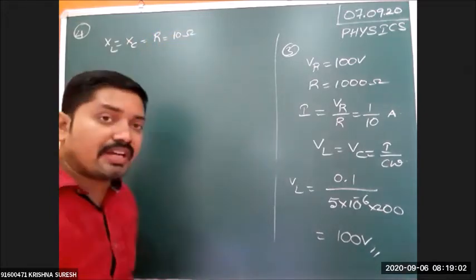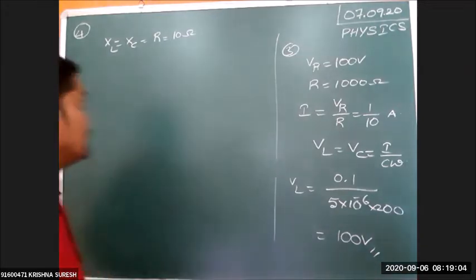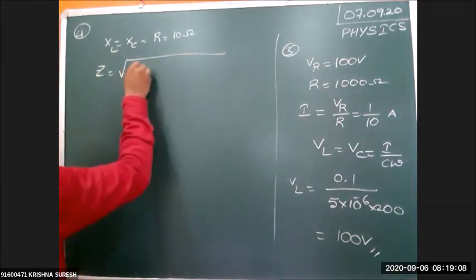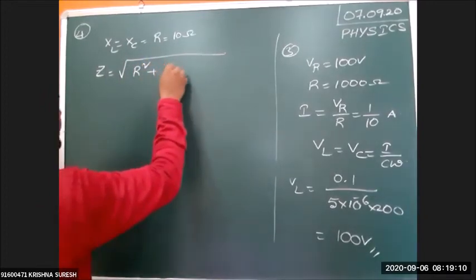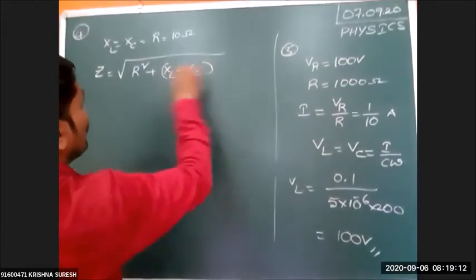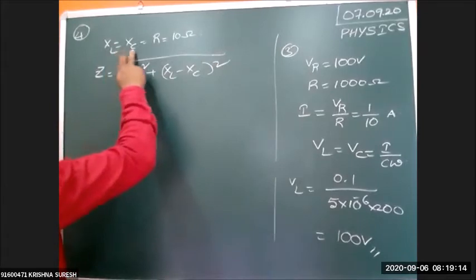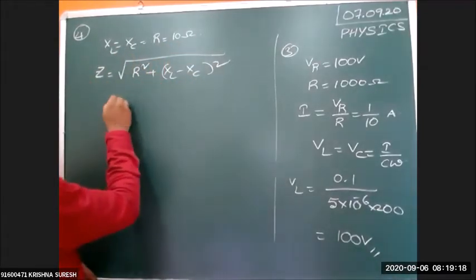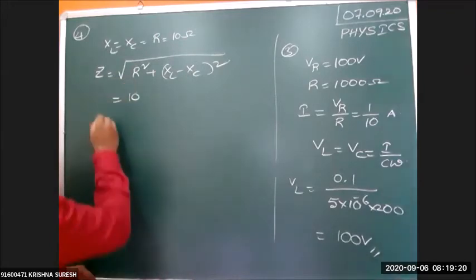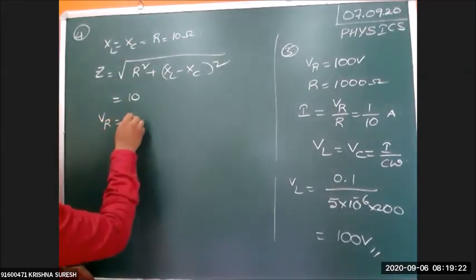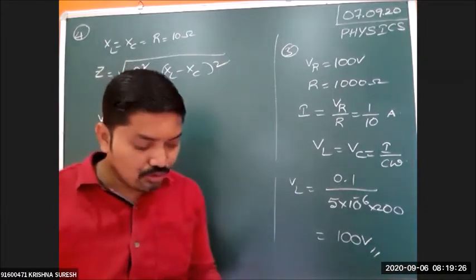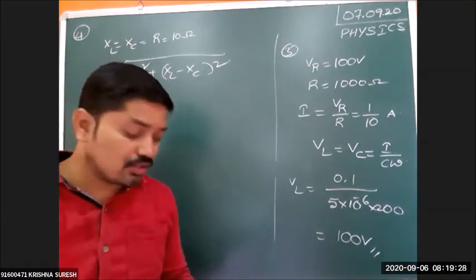If we want to find voltage, then first we have to find impedance. So what is the impedance formula? That is root of R square plus XL minus XC whole square. So XL minus XC means 10 minus 10 whole square. Then how much you will get? That is 10 only. Now VR means I into R. Okay. So VR is equal to I into R.